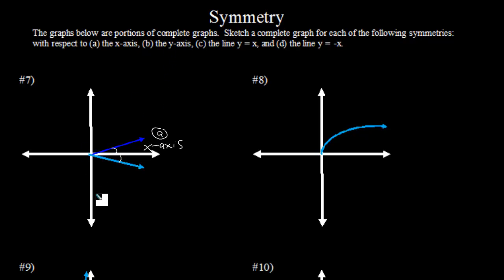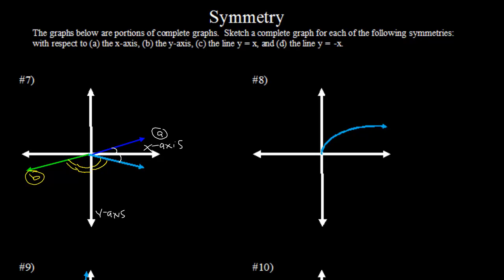Part B, the y-axis. Well, here's the y-axis. So whatever angle it is between the original ray and the y-axis, it's that same angle on the other side. So your ray is going to look a little something like this. This is part B. Part C, the line y equals x.